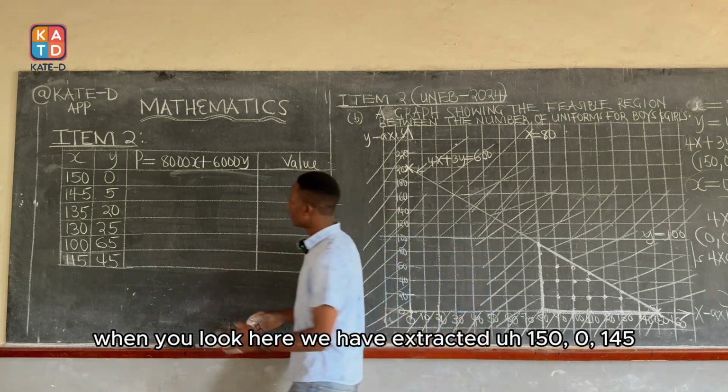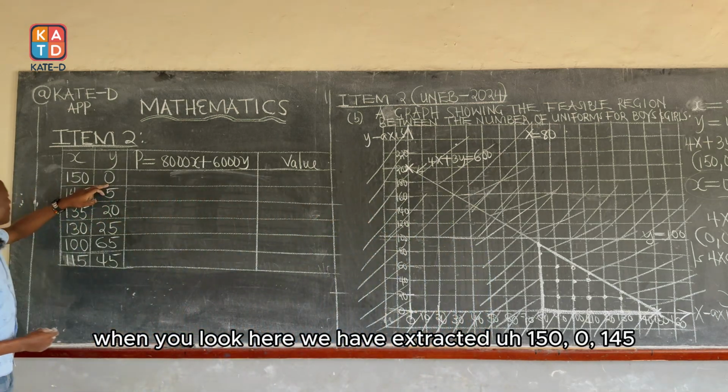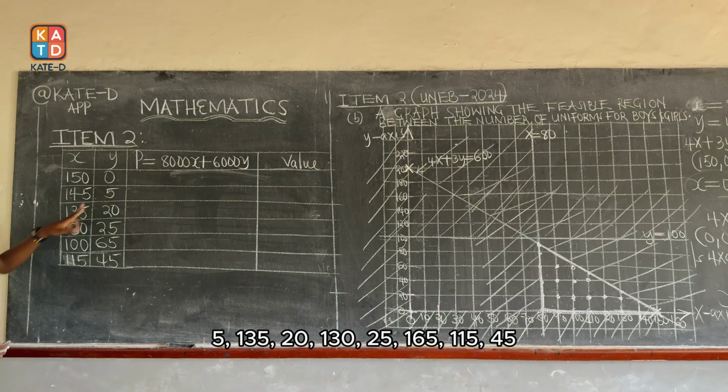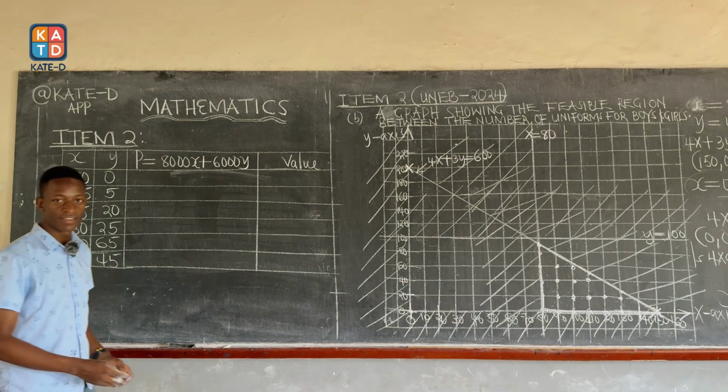When you look here, we have extracted 150, 0, 145, 5, 135, 20, 130, 25, 165, 115, 45.